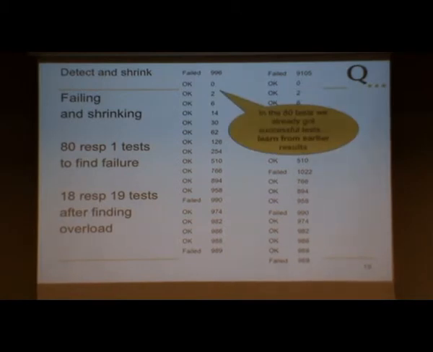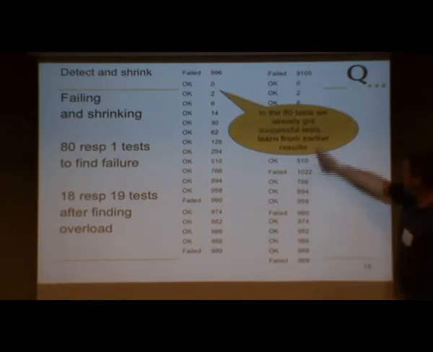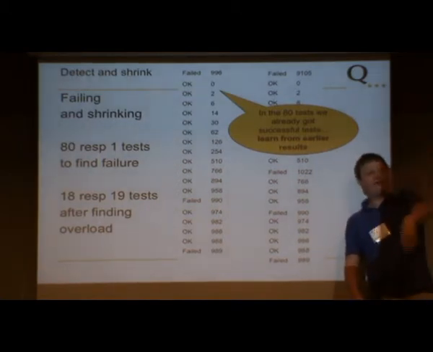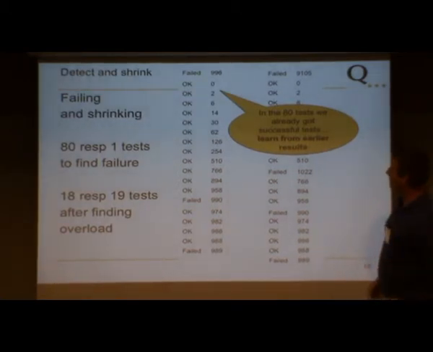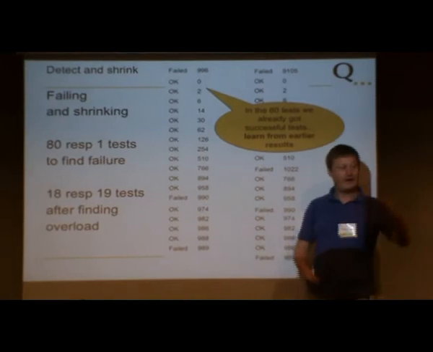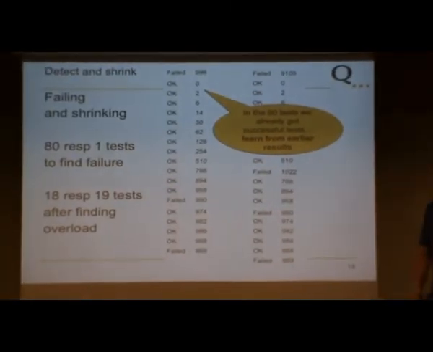So, first problem, you run 80 tests, jumping up and down in the search space to find a number that fails. So you don't learn anything from earlier tests. And even in the shrinking, you don't consider any earlier tests, which you might have seen already.